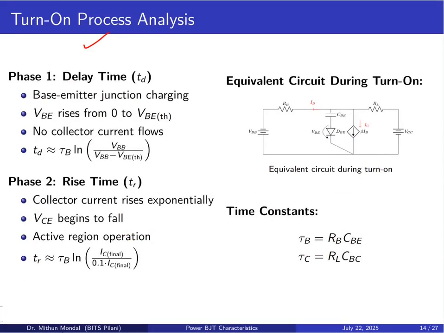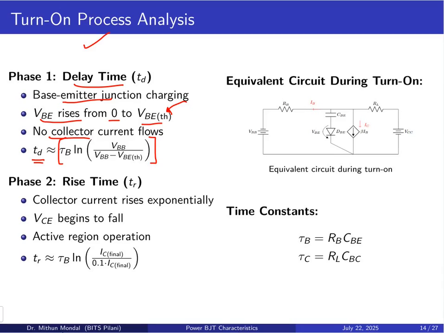The turn-on process analysis, for phase 1, that is the delay time. The base emitter junction is charging, and the base emitter voltage will rise from the 0 value to the base emitter threshold limit. The threshold is the minimum where the diode will start, and the BJT will start conducting. So there will be no collector current flow. The delay time is approximately given by a certain time constant and a factor of the base voltage.